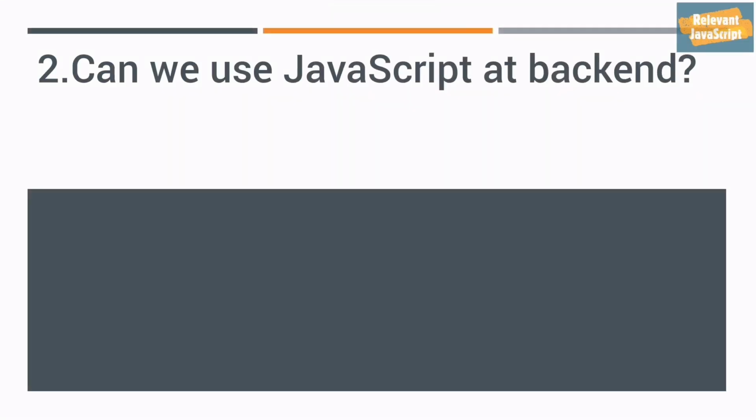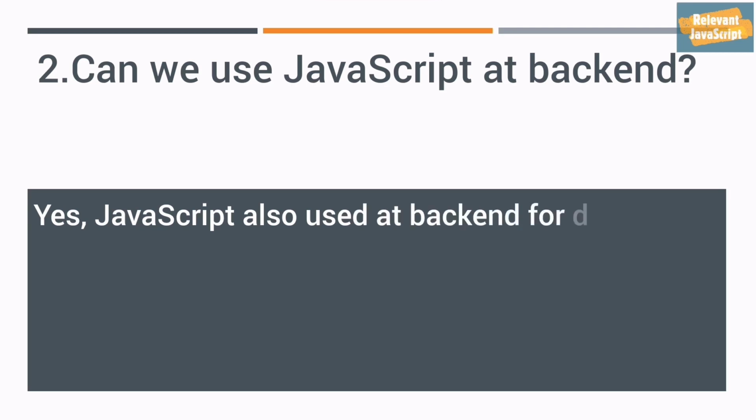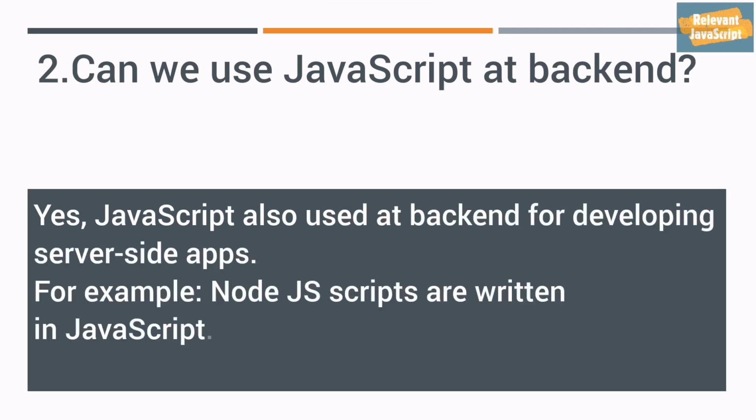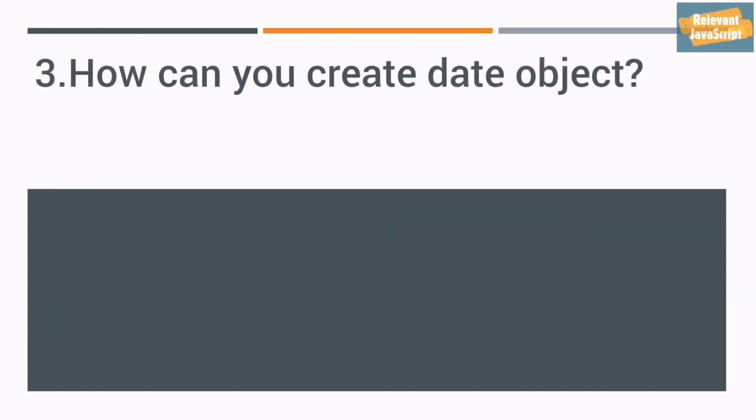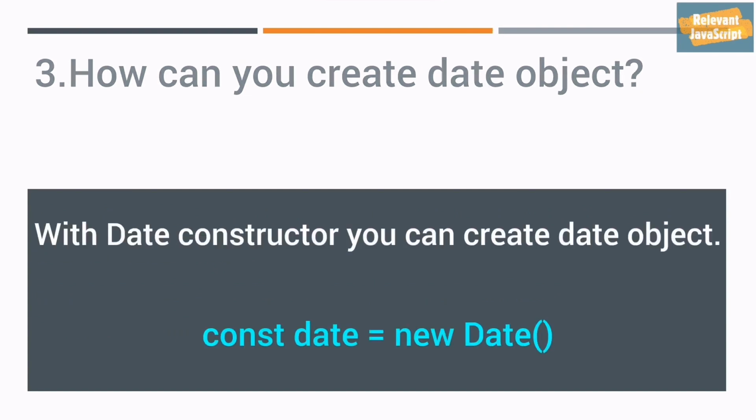Second question, can we use JavaScript at backend? Yes, JavaScript is also used at backend for developing server-side apps. For example, Node.js scripts are written in JavaScript. Third question, how can you create a date object? With the date constructor, you can create a date object.